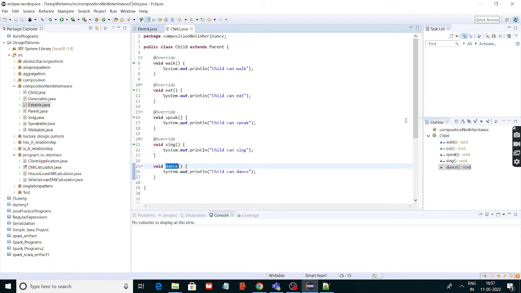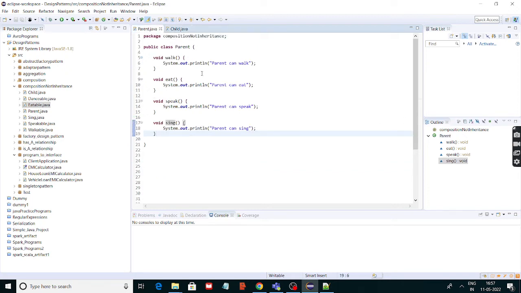Now let's consider composition. The same thing which we have implemented via inheritance, we can also implement via composition. How can we efficiently implement the same thing via composition? Now let's have a look. Let's comment this.